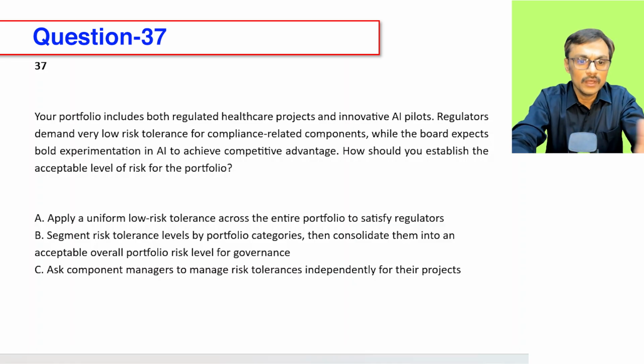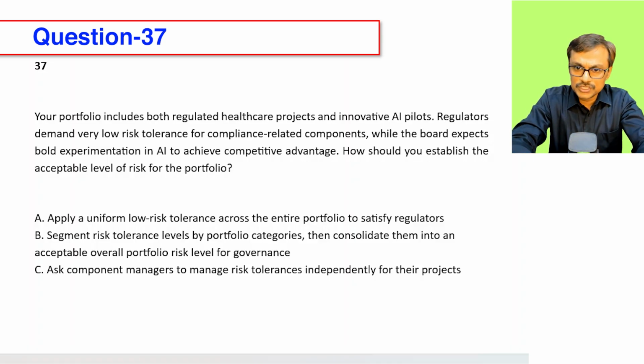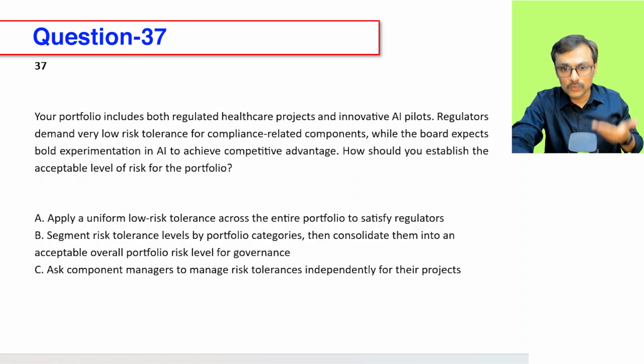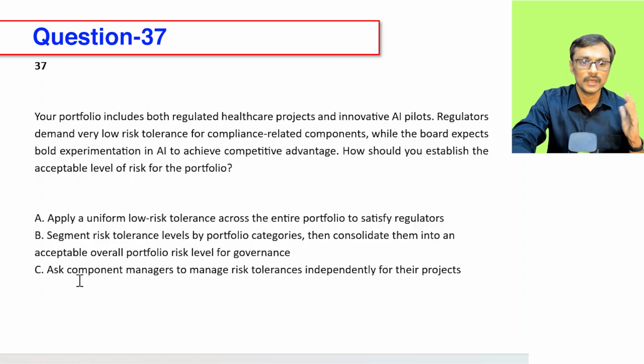That's the question. Option A, apply a uniform risk tolerance across the entire portfolio to satisfy regulatory pressures. If I do it, then I will end up spending a lot of time on AI area related risks, which are not expected to be discussed in that much detail, because I'm putting a uniform approach. With a uniform approach, I will go with low thresholds and things will keep coming onto the portfolio, which is not needed. They are different natures of work, so I don't have to take a unified approach.